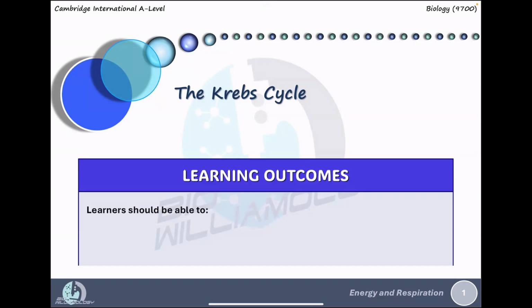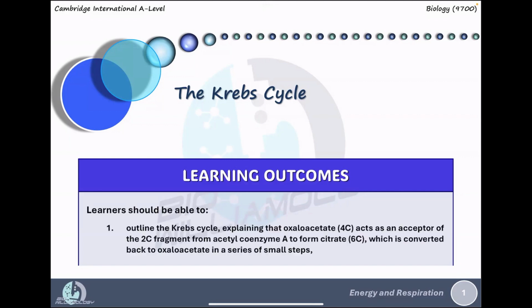In this lesson, we will explore the Krebs cycle. At the end of this lesson, you will be able to outline the Krebs cycle, explaining that oxaloacetate acts as an acceptor of the two carbon fragments from acetyl coenzyme A to form citrate, which is converted back to oxaloacetate in a series of small steps.